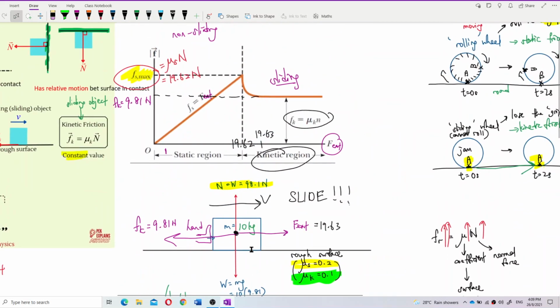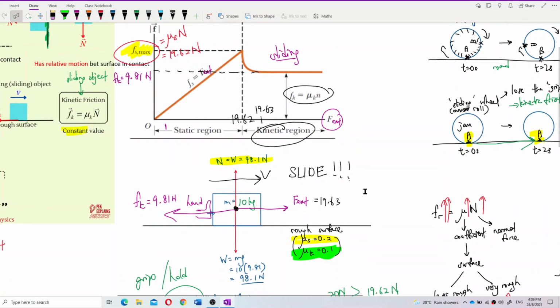Okay. So if you increase some more, let's say you put in 20 Newton. Let's say I increase to 20. What is the friction now? The friction does not follow the pattern anymore. The friction becomes a constant value.